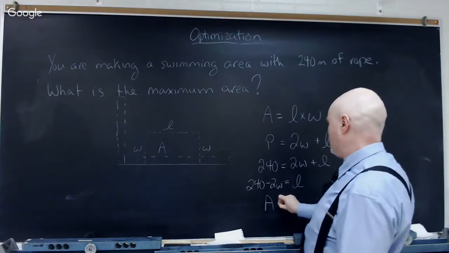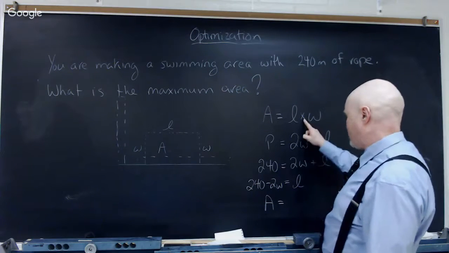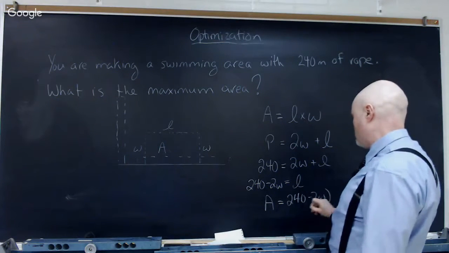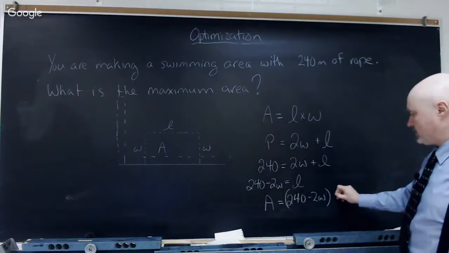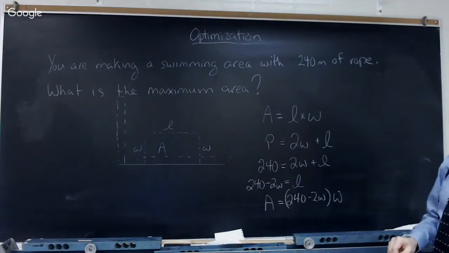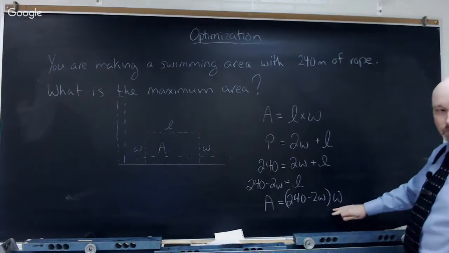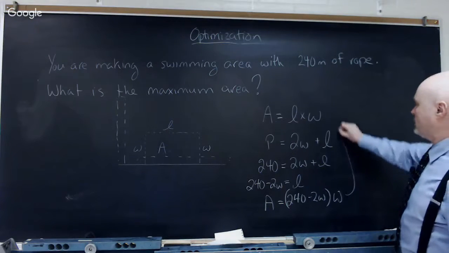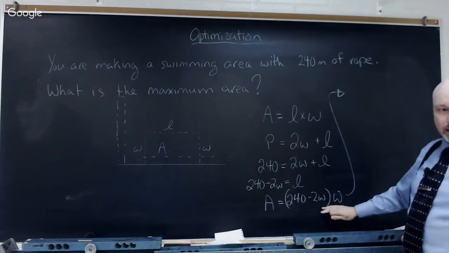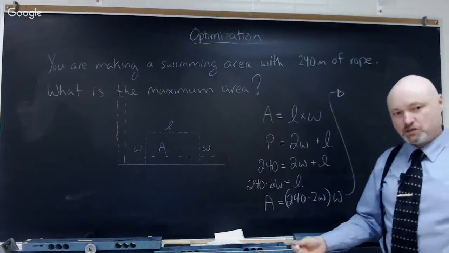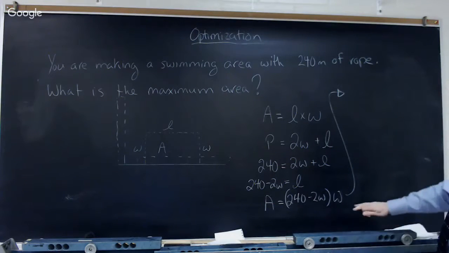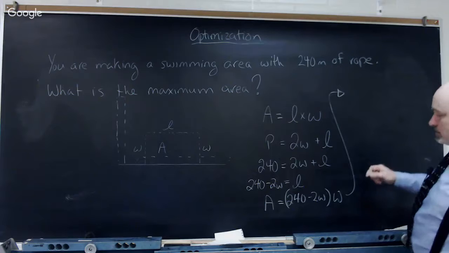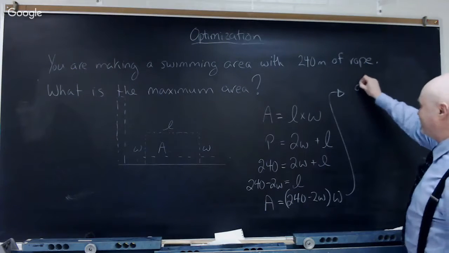So my area is equal to my length, which is actually 240 minus 2 times W. I'm going to put it in brackets, and then multiply that by W. This is still length times width, but I've miraculously got it down to just one variable. I could use the product rule and take the, oh, sorry, hey, what should we do? Pause the video and anyways, yeah, if you said take the derivative, that's right.